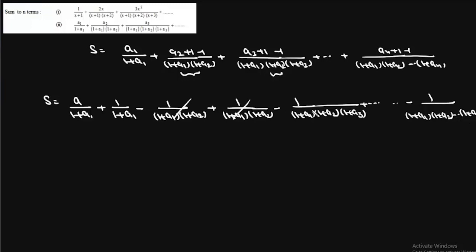Now all these successive terms will cancel, so what we'll get is these first two terms and this last term. Now a1 plus 1 upon 1 plus a1, this is 1, so this sum will be 1 minus 1 upon 1 plus a1 into 1 plus a2 up to 1 plus an, and that is the answer to this question.